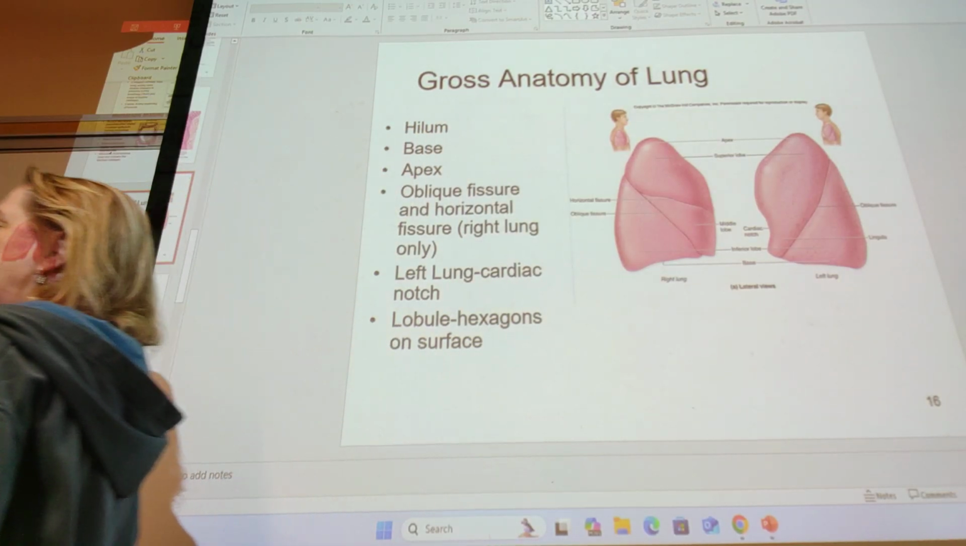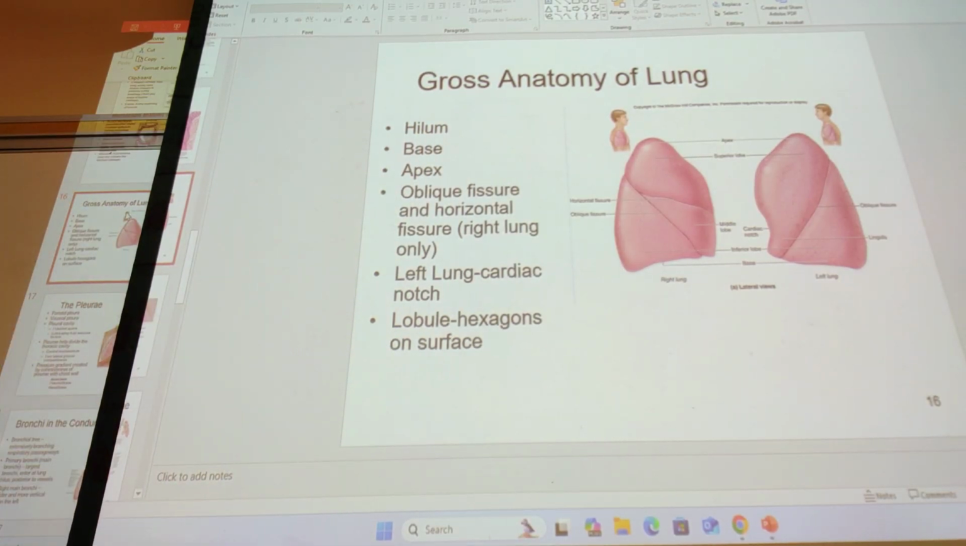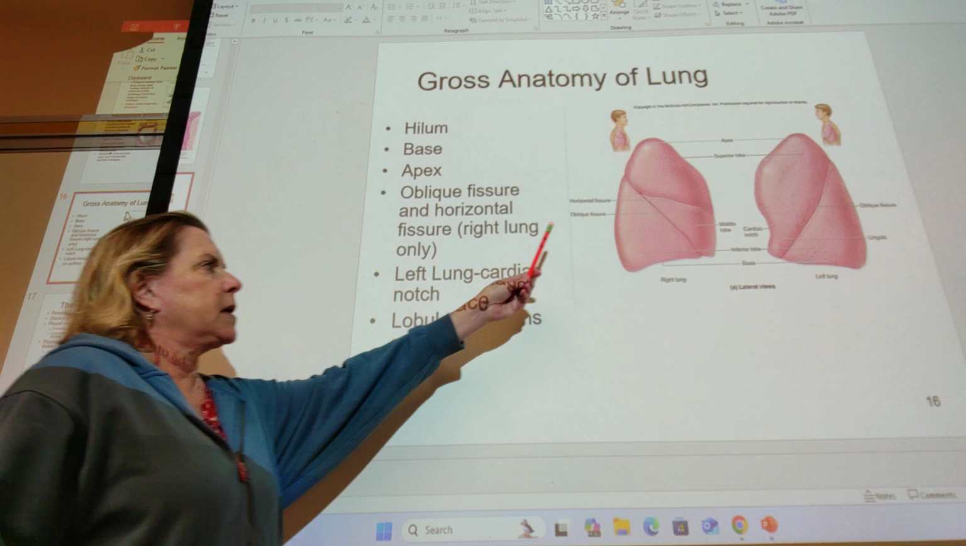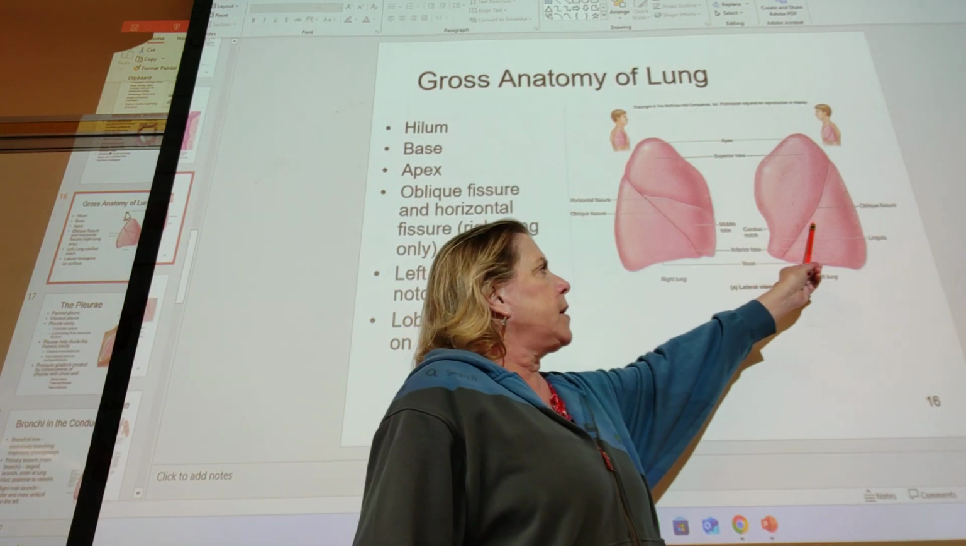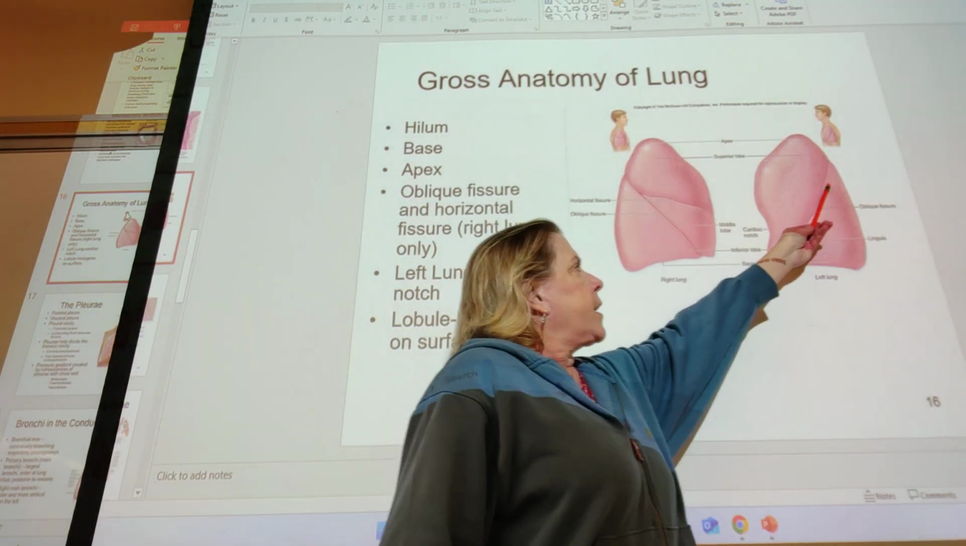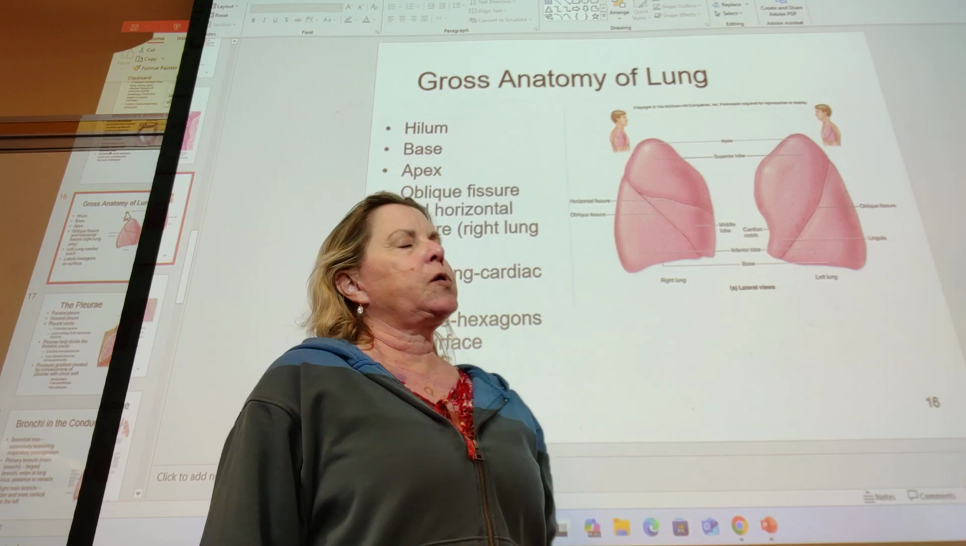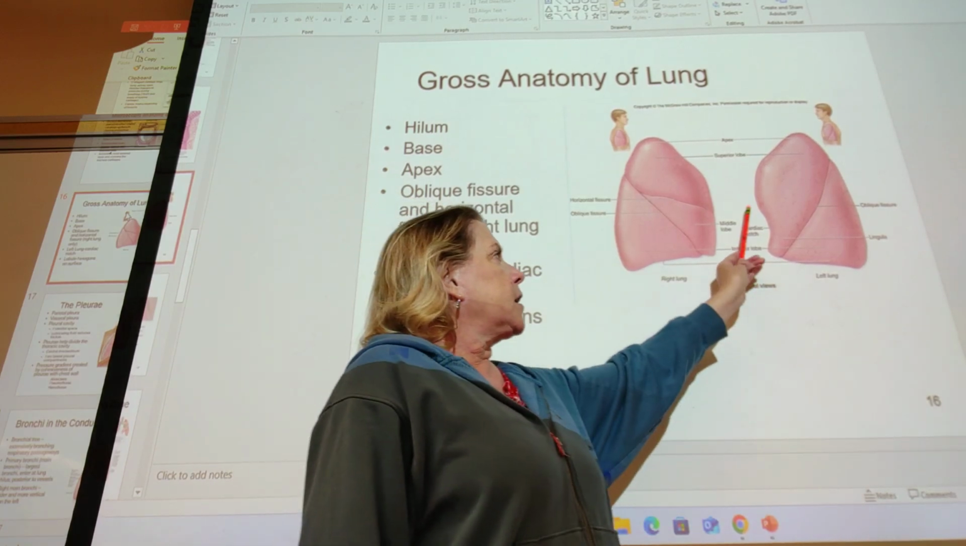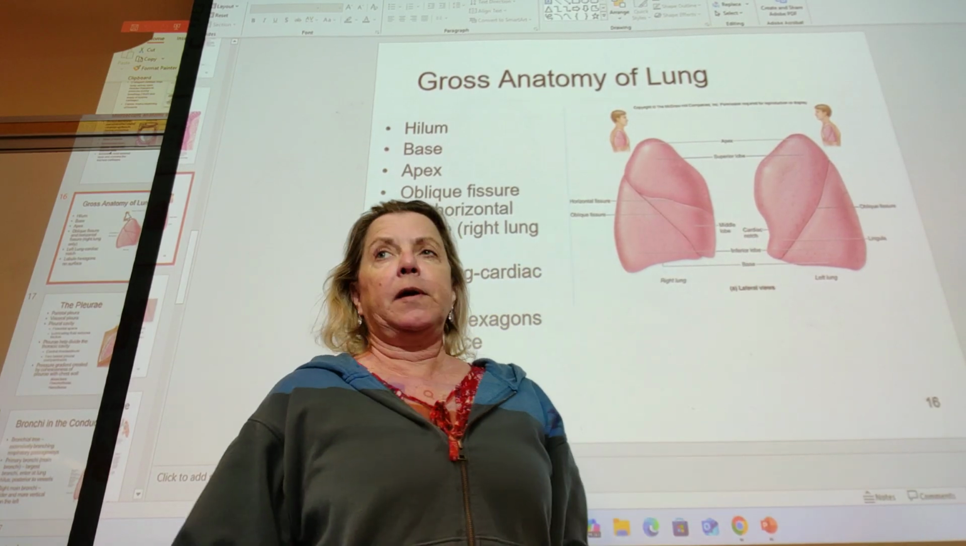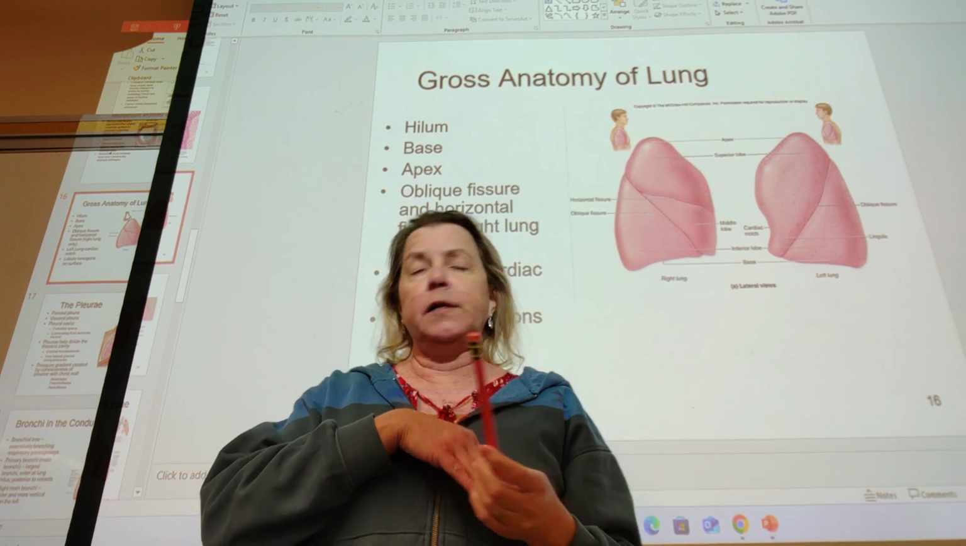We're continuing on with the last 11 slides of our respiratory anatomy, and this is the macroscopic anatomy. Here's the right lung and here's the left. As Chris is drawing on the board, the left has an oblique fissure and a cardiac notch. It's called that because the heart sits slightly to the left.